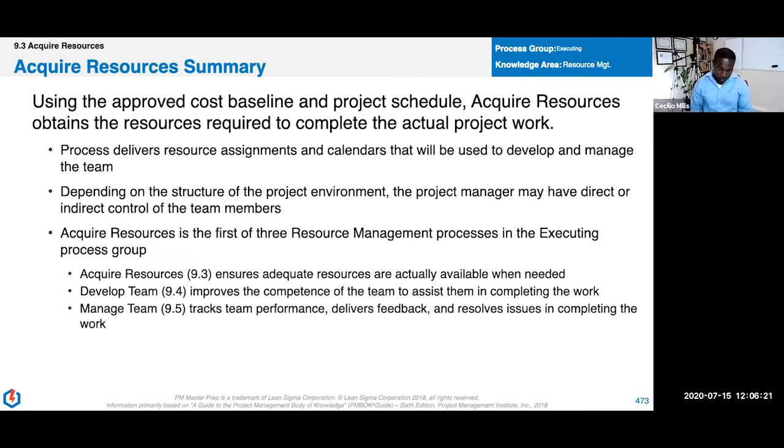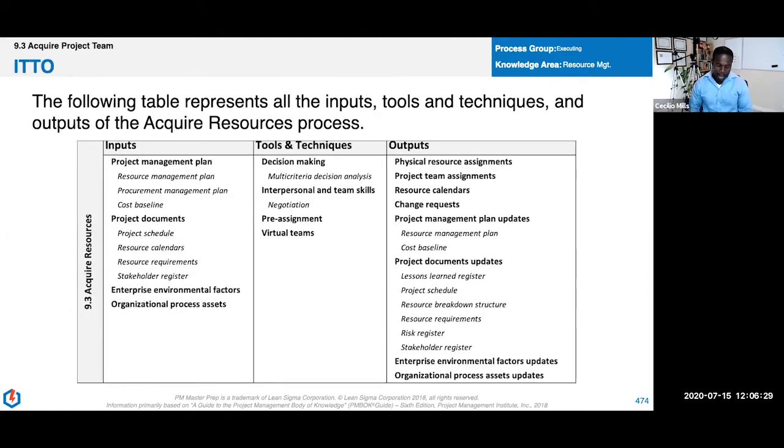So with 3 processes here: acquire, develop, and manage. We're in acquire right now. And what we want to do is we want to know what physical resources will we have? Conference rooms, buildings, etc. Who's going to be assigned? And when they are assigned, when are they available? Those are the 3 specific outputs to this process.